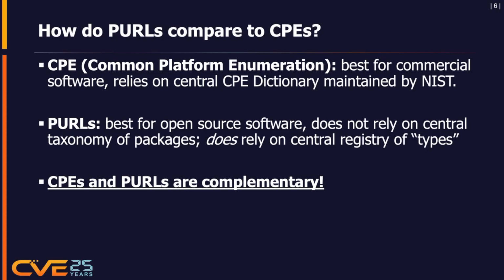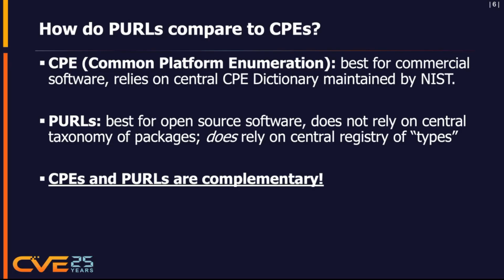So CPEs, they've been around a long time and have proven to be very useful for identifying what I'll call products. Basically, most easy to use for commercial software, for things where there's an organization which is responsible for producing it, and it's basically a collection of metadata fields that you put together into this string, and which relies on this central CPE dictionary to provide meaning to the information that you've placed into those strings. And that's maintained by NIST as part of their stewardship of both CPE and of the NVD.